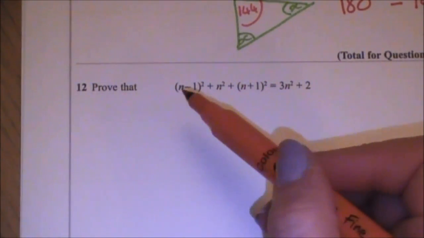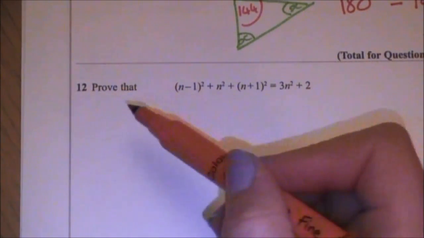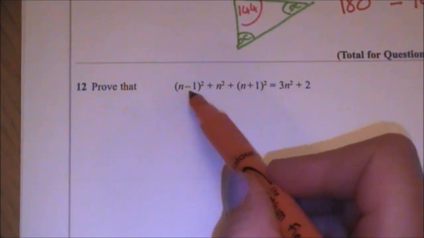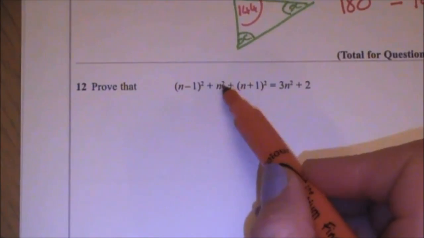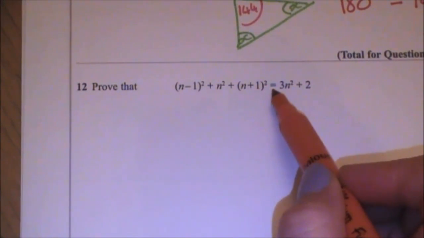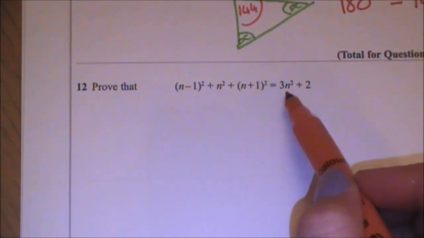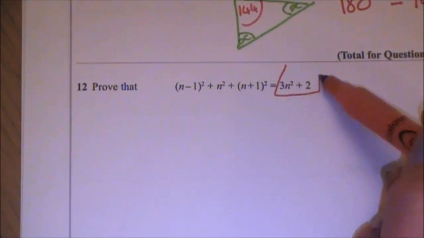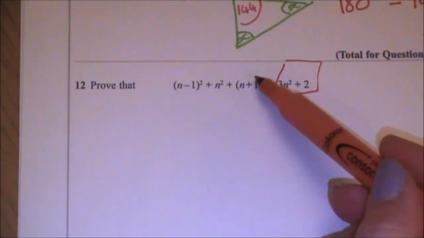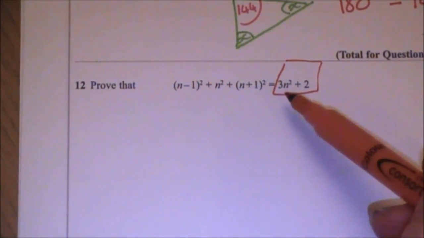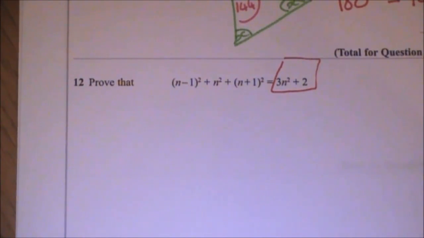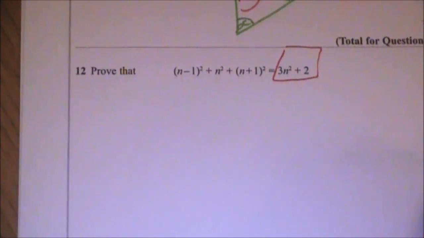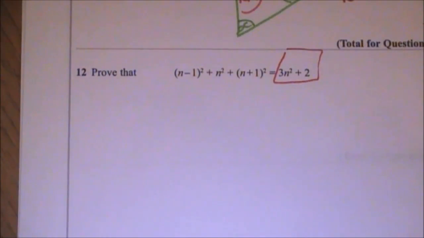Question 12. This is an algebraic proof question, and they want you to prove that (n minus 1) squared plus n squared plus (n plus 1) squared is equal to 3n squared plus 2. So we don't need to worry about this part for now. We're going to look at this and check back at the end. Now, pretty intimidating looking question. I think this is a beautiful question and it's only worth 2 marks. However, one of those marks is very simple.